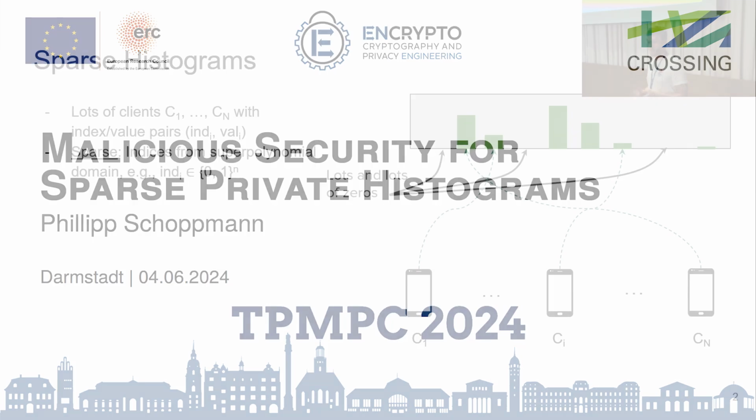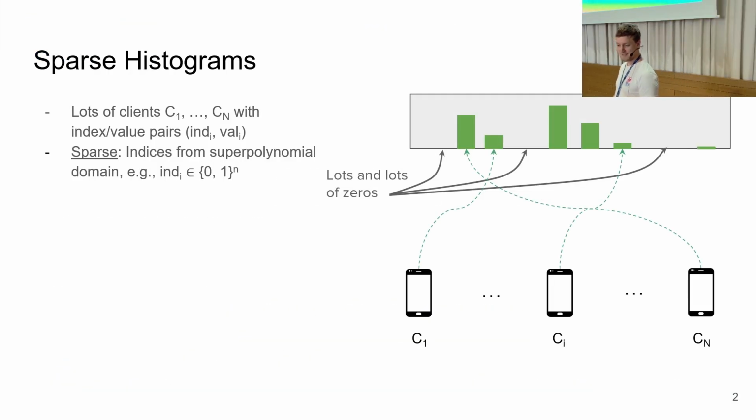So yeah, I repeat, the setting that we're working in is with a lot of clients who have contributions in a very sparse domain. This domain could be something like URLs or strings. That means if we want to aggregate a histogram over those, so we want to count how many times a certain string appeared, we will have in this histogram lots and lots of zeros, right? So lots of strings will never appear. And that poses a challenge for implementing this protocol.